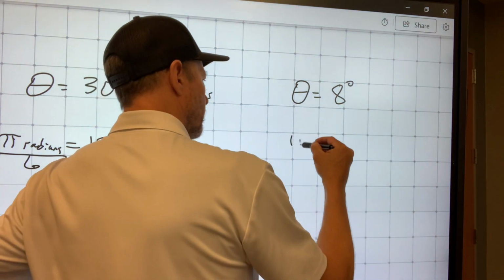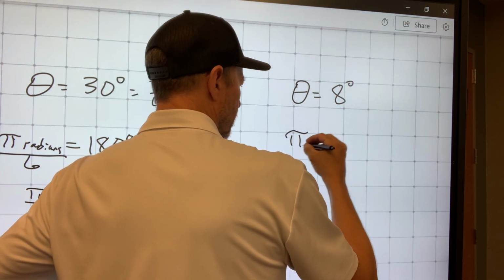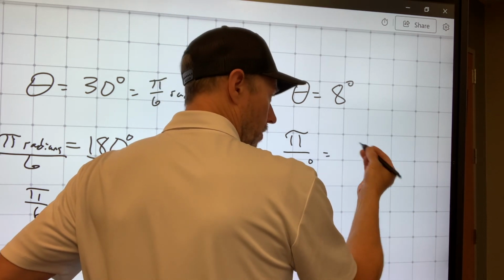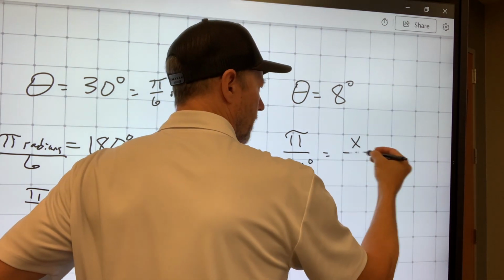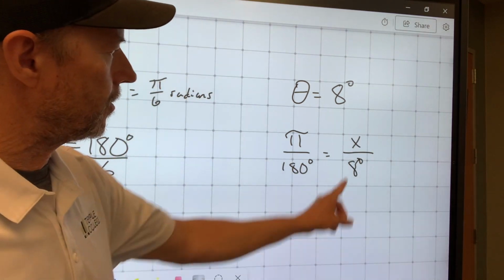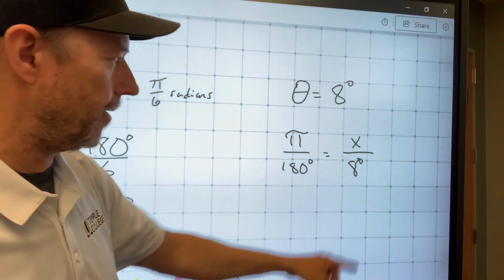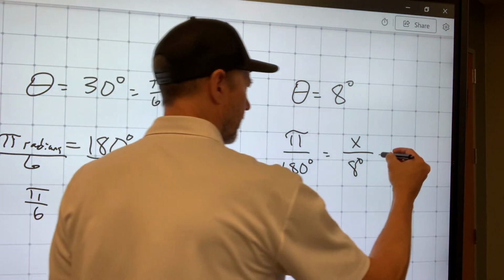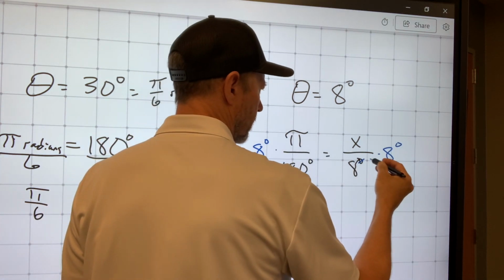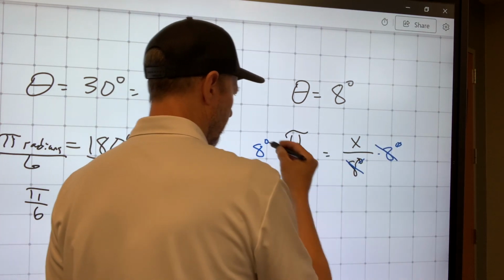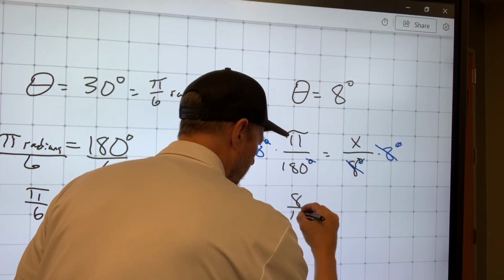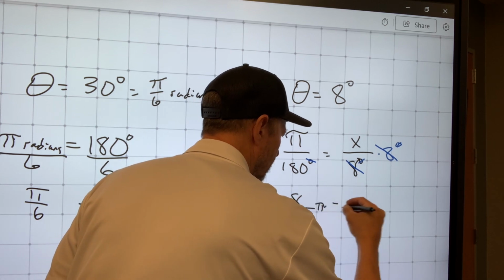That's okay. You can say pi is to 180 degrees as what I want to know, so I'll use x, or my unknown, is to 8 degrees. And now I just have to get x by itself, I just have to multiply by 8 degrees. So I multiply both sides by 8 degrees. Now the degrees cancel and the 8s cancel. And so I have 8 over 180 pi is equal to x.